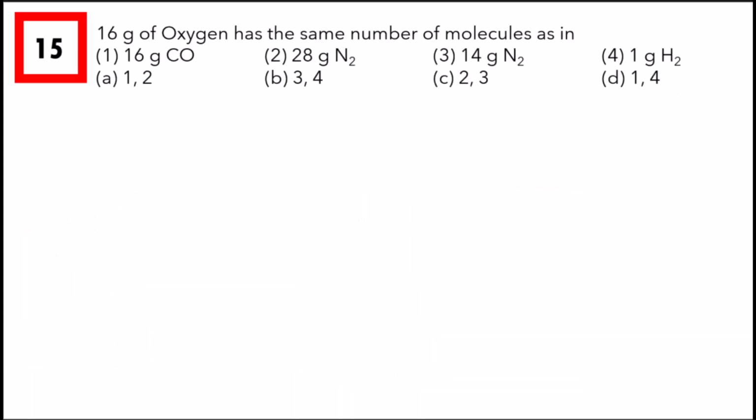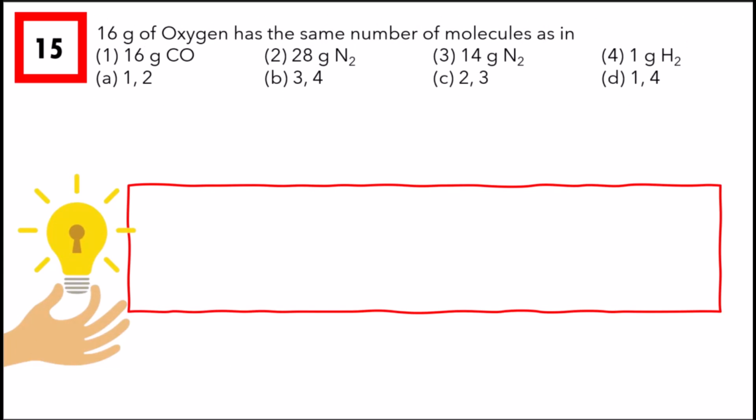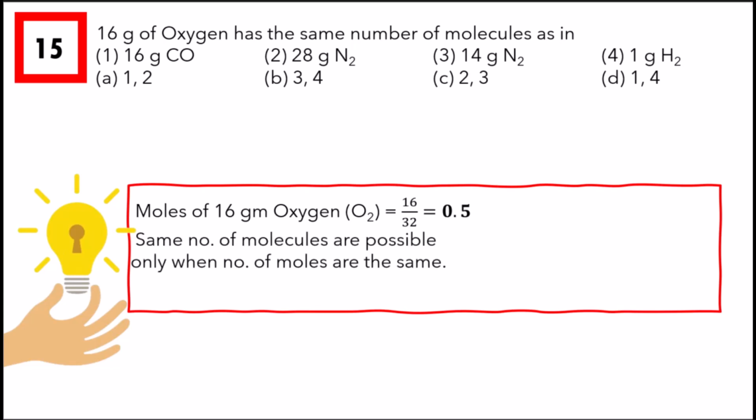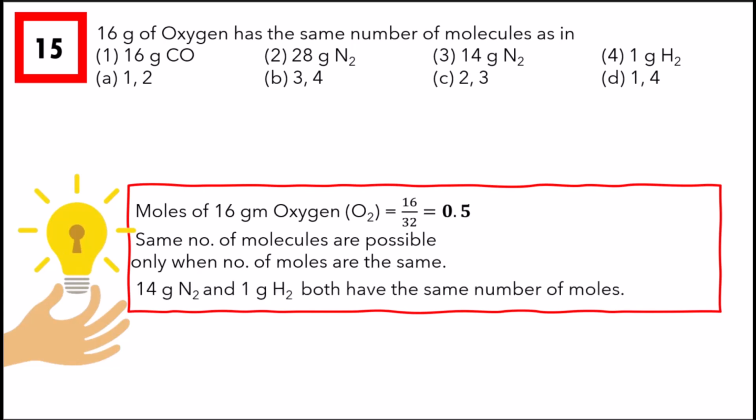Now, next question. The 16 gram oxygen actually has 0.5 moles. Remember one thing, 16 gram oxygen means 16 gram O2. So 16 by 32 is equal to 0.5. Here, 0.5 moles are present only in the third one, that is 14 gram nitrogen, and the fourth one, 1 gram hydrogen, and both 3 and 4 are present in option B. So the correct answer is option B.